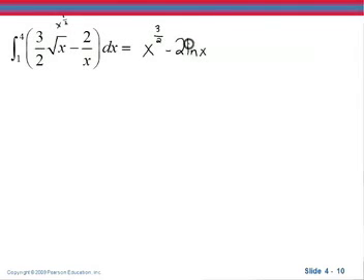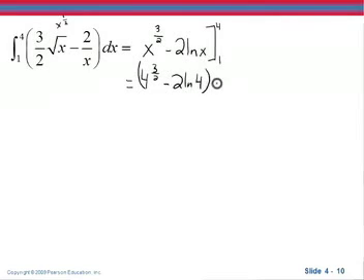2 times the derivative of natural log of x is 1 over x, and we're going to take this between 1 and 4. Now be very careful when you evaluate, because you're going to evaluate the first one, 4 to the 3/2 minus 2 natural log of 4, and then you're going to subtract 1 to the 3/2 minus 2 natural log of 1.